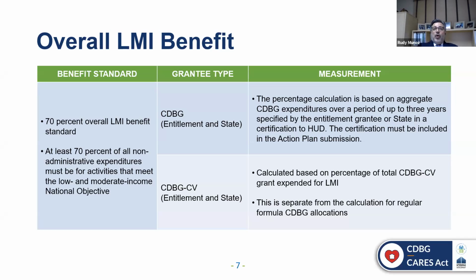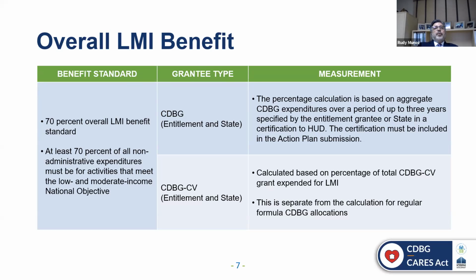And so this overall benefit requirement of targeting funds to low and moderate income individuals also applies to the CDBG-CV program. To comply with the requirements, at least 70% of all non-administrative expenditures must be for activities that meet the low and moderate income national objective.